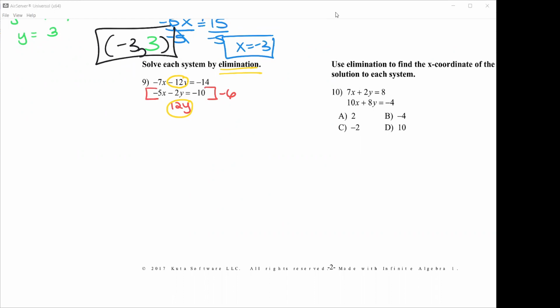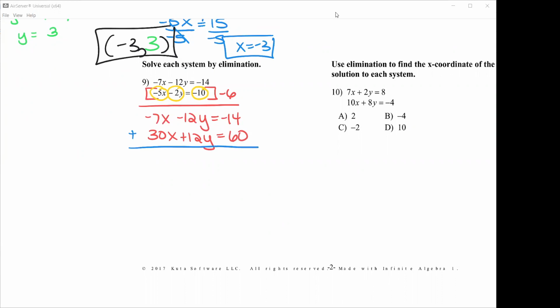So again, you're only dealing with one variable, kind of like with substitution. All right, so I'm going to multiply the whole bottom by -6. So the top is -7x minus 12y equals -14. And then the bottom is 30x, because again, I have to multiply this by all three terms, okay? So you have 30x and then plus 12y equals positive 60. So I'm going to add them together. The y's cancel out. So I have -7x plus 30x, which is 23x.